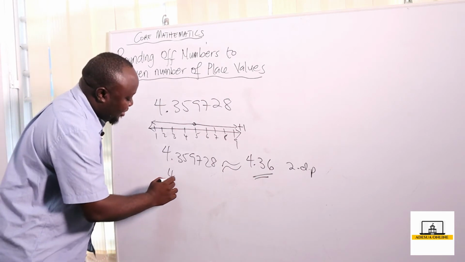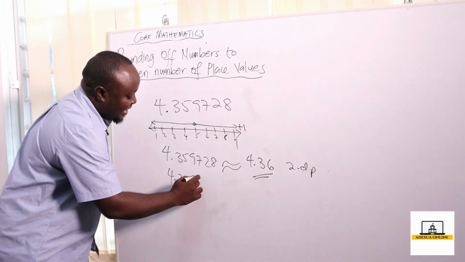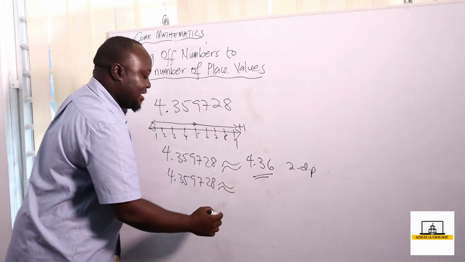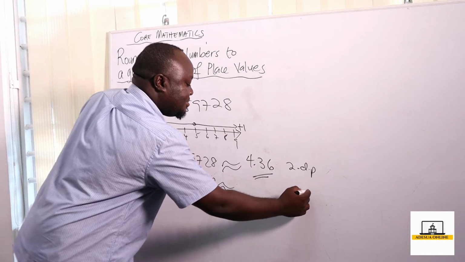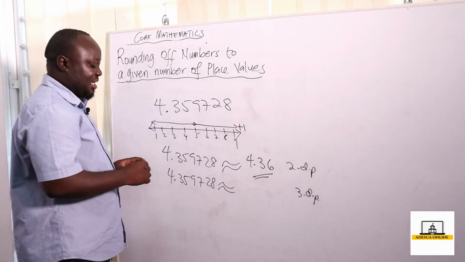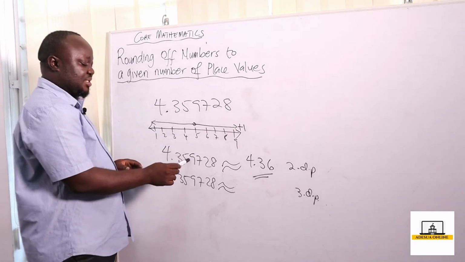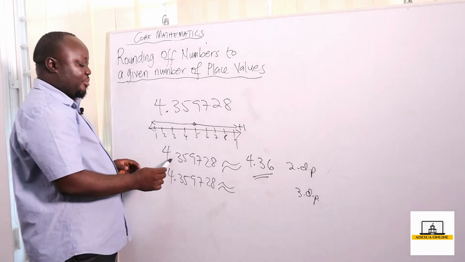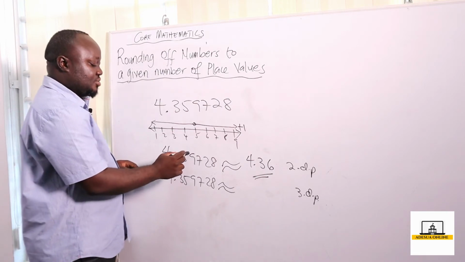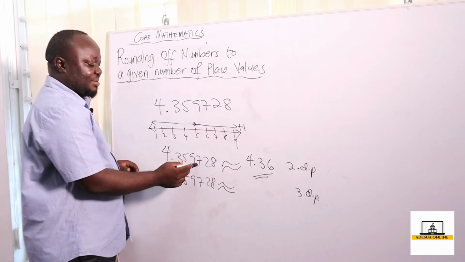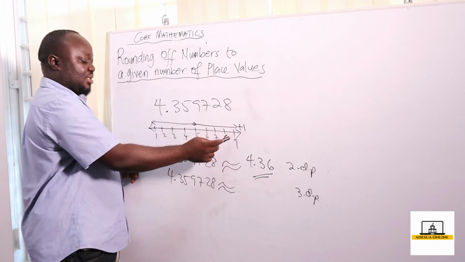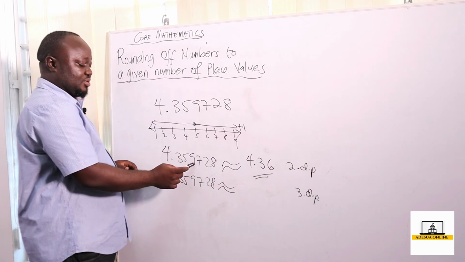If I have 4.359728, and I want to round this to, let's say, 3 decimal places. Now, to 3 decimal places, it means I'm moving my decimal point 3 times. So I have 4 points. The value is not changing. So I have 4.359. Now, the next number here is 7. And 7 is closer to 9. So we add plus 1 to it. Over here, we add plus 1 to this.